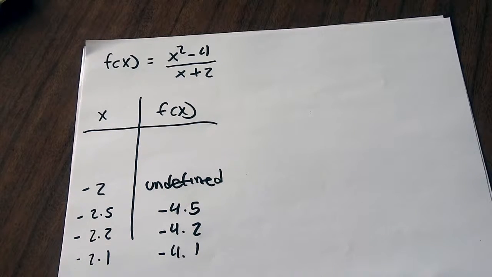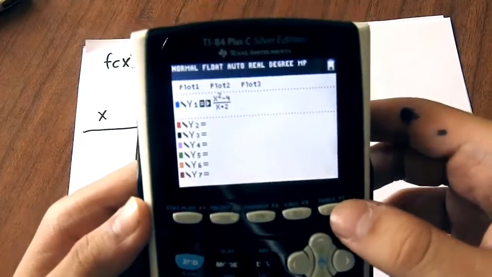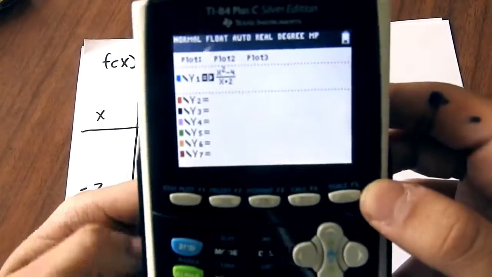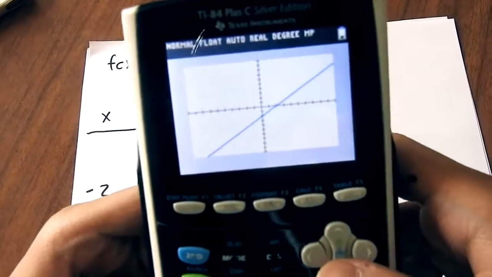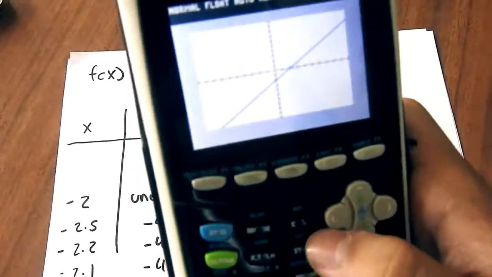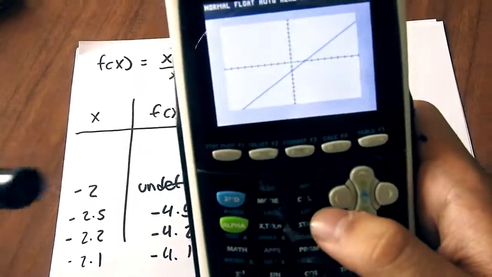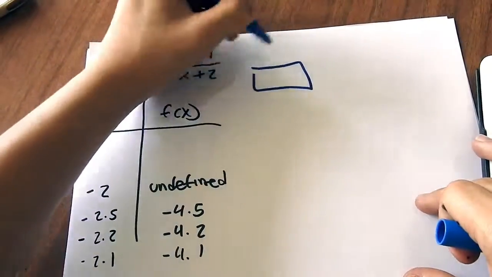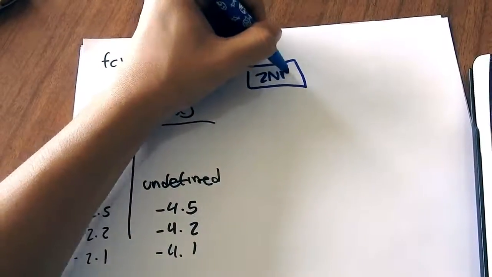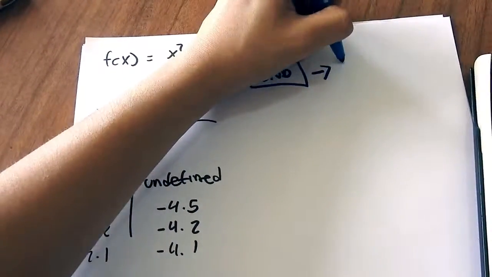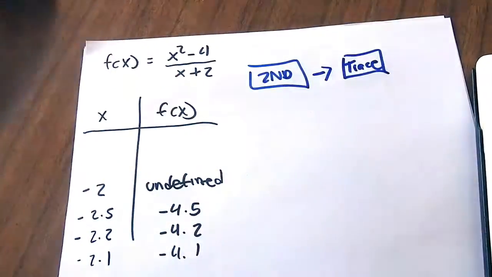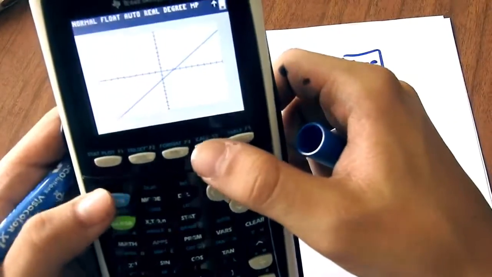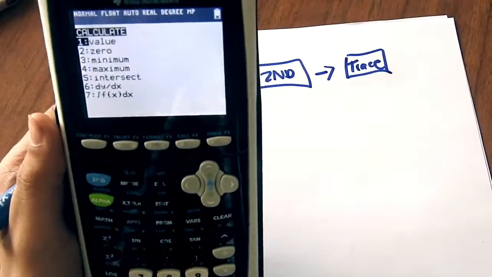In your GDC, we're going to graph the function. I have here the function x squared minus 4 over x plus 2. So we're going to press graph, and you have the function. Now, if you press second function and then trace, you're going to end up in this menu, which is calculate.